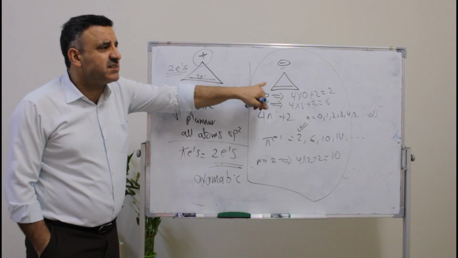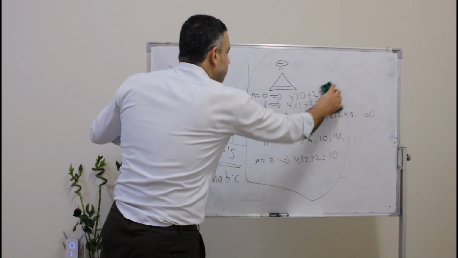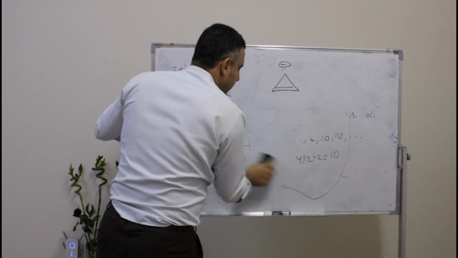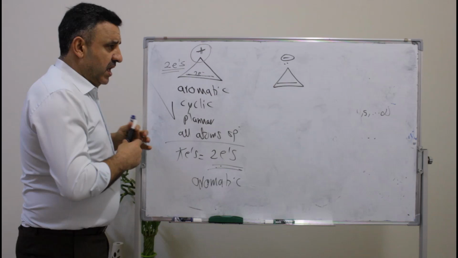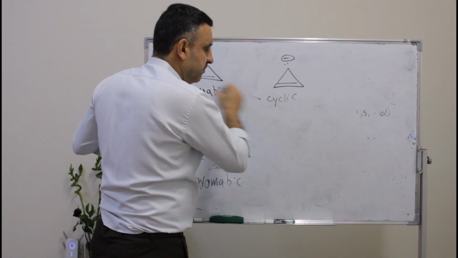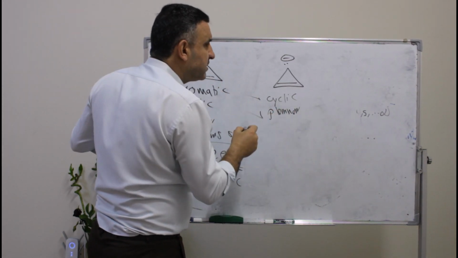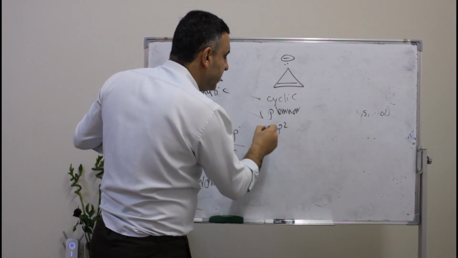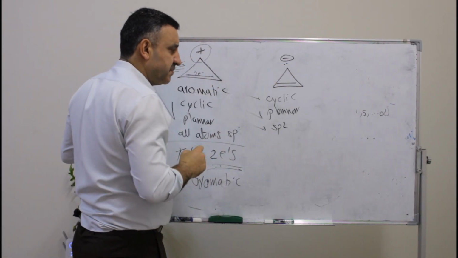Now let's take another example. It becomes more clear. This species here, is this aromatic or not aromatic? Let's see the conditions. Is this structure cyclic? Yes, it is cyclic. Is it planar? Yes, it is planar. Are all atoms sp2 hybridized? Yes, all are sp2 hybridized, because whenever we have a charge, it will also be sp2 hybridized.